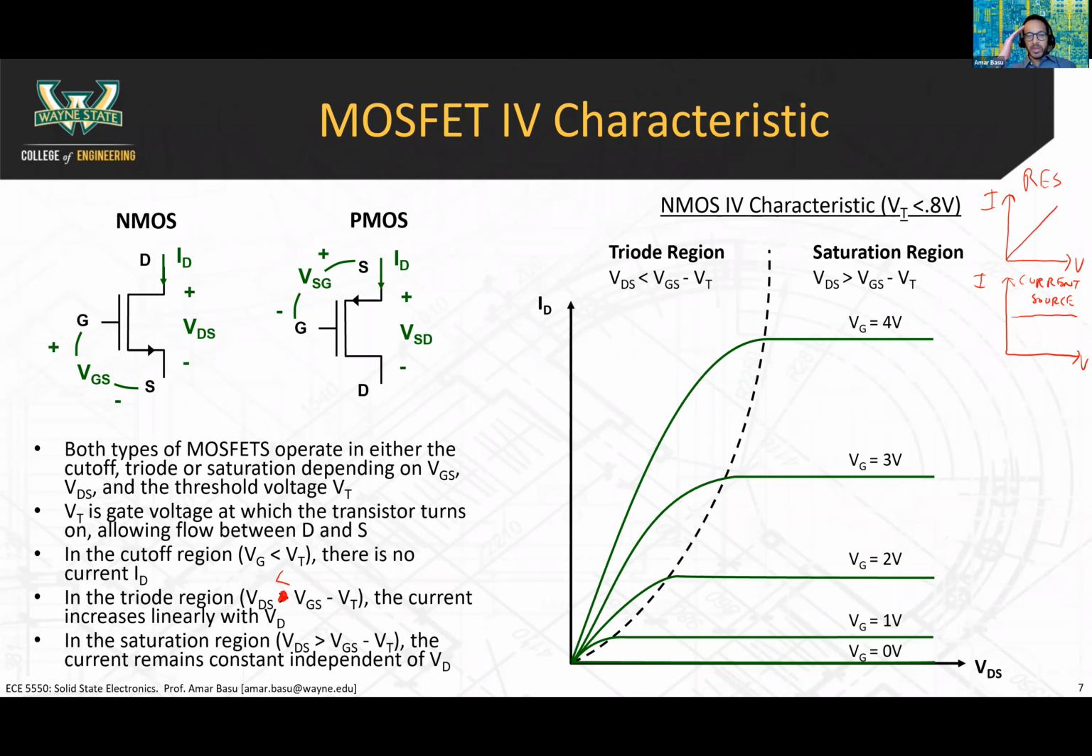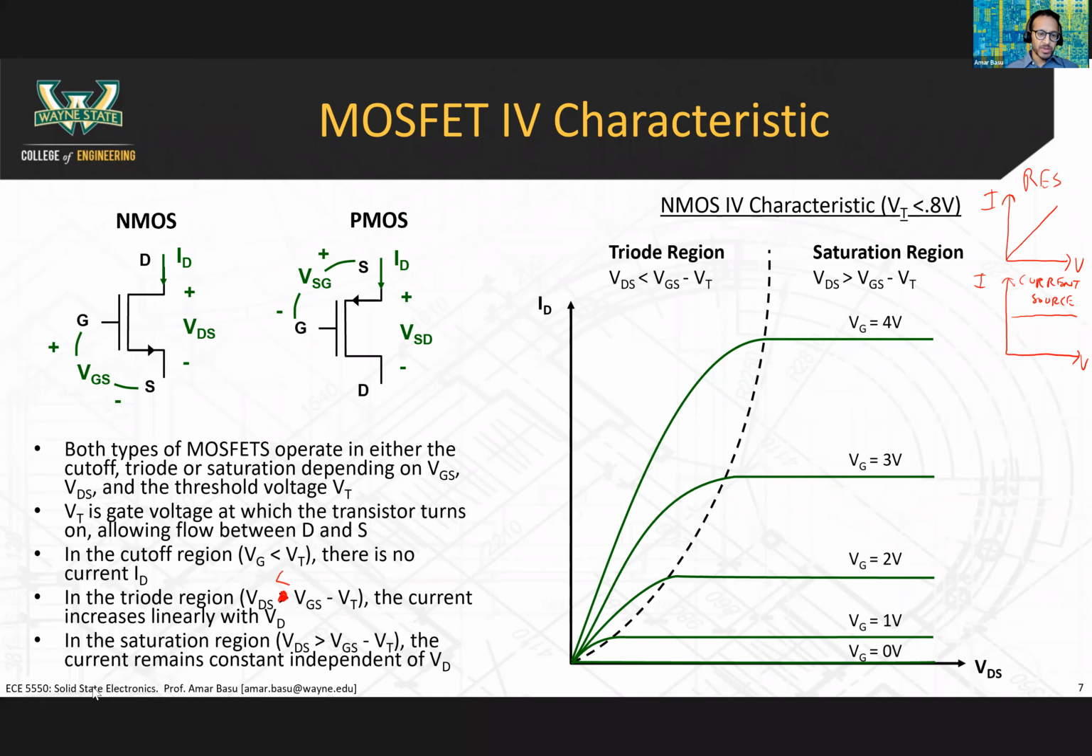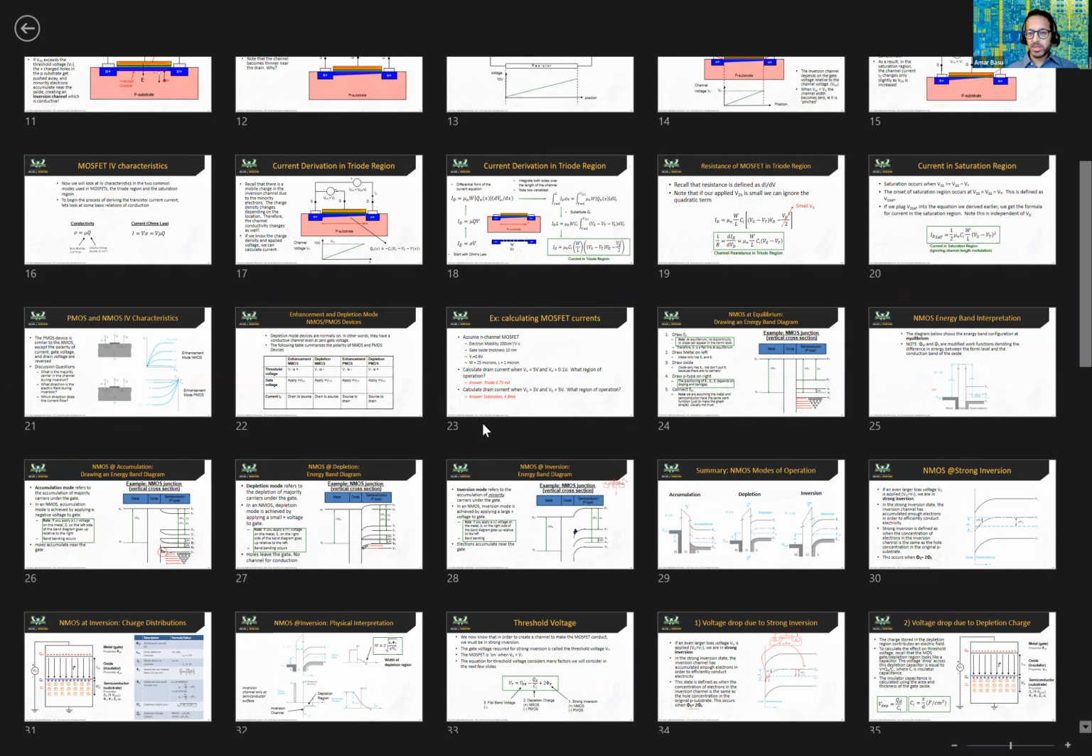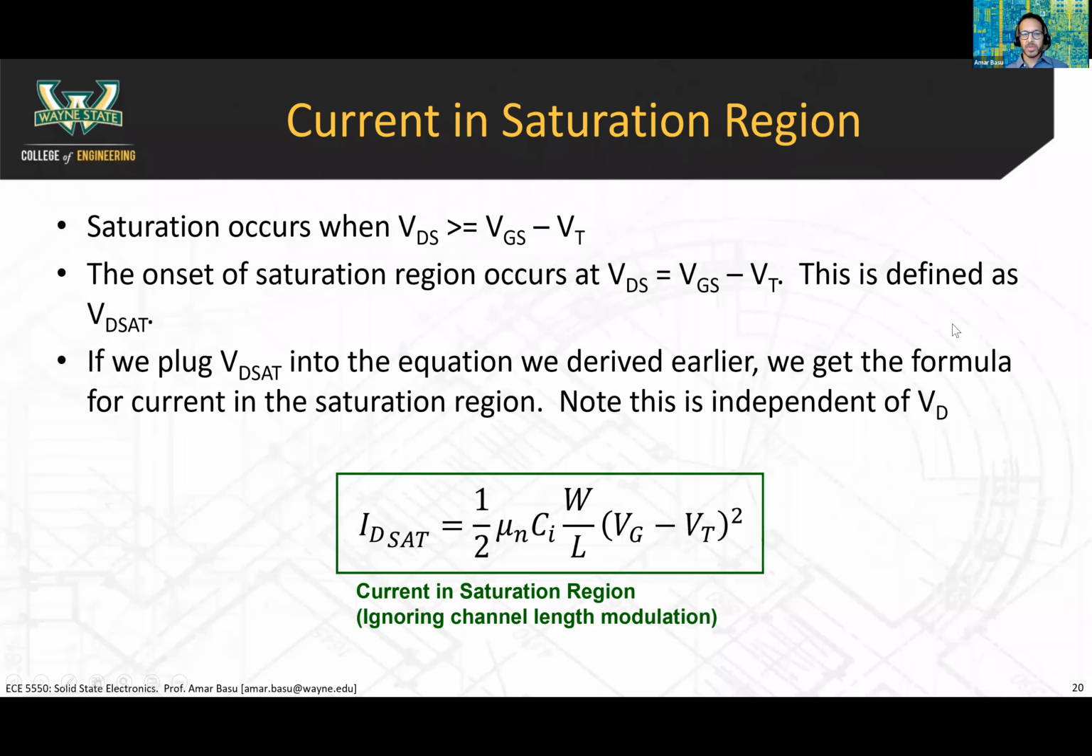The way you want to think about this algorithmically in your head is that if VDS is greater than VGS minus VT, you use the saturation region equation, and if VDS is less than VGS minus VT, just use the triode equation. So right now we're talking about the saturation equation. This and one more slide will be done. The onset of saturation occurs at VDS equals VGS minus VT, and this value of VDS is defined as VD sat, the saturation voltage.